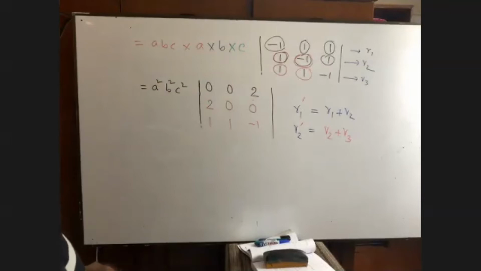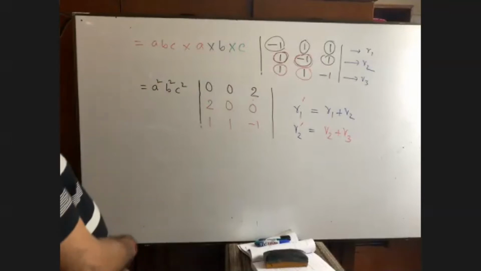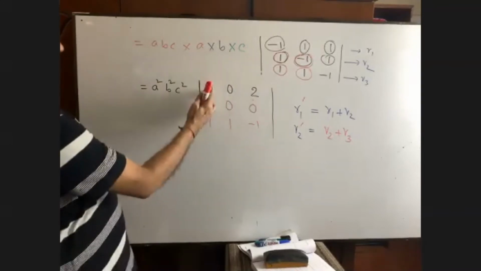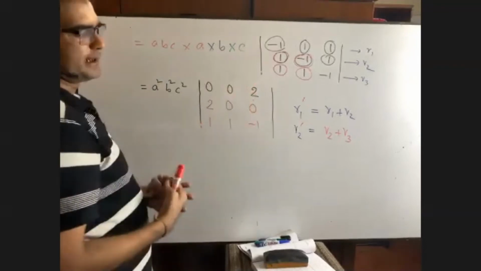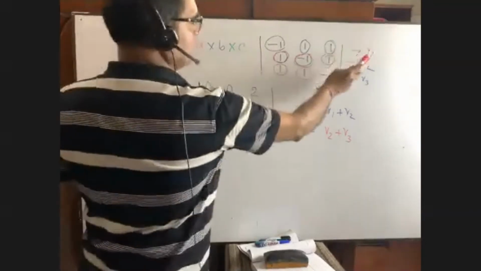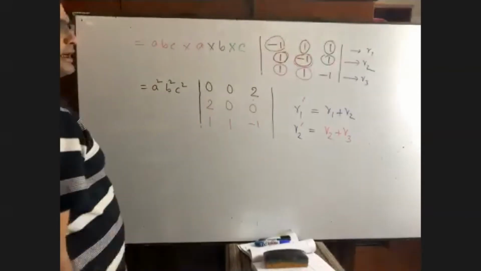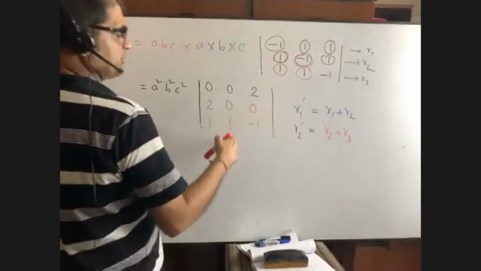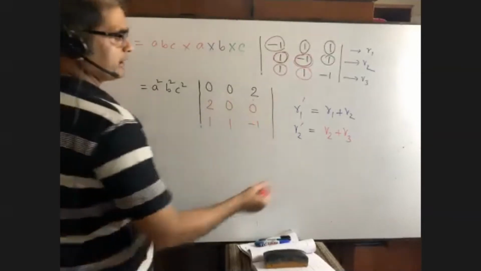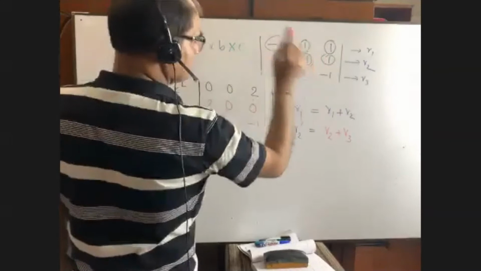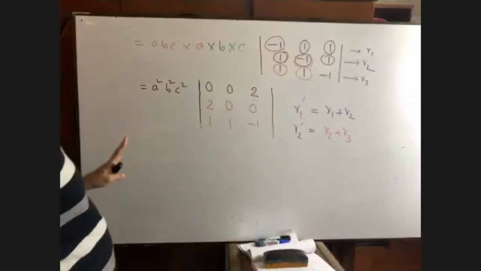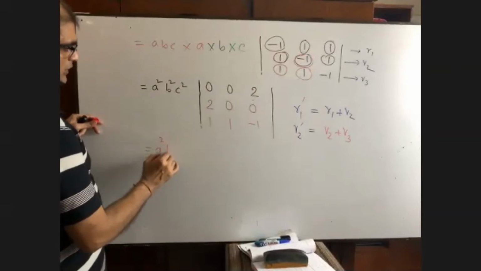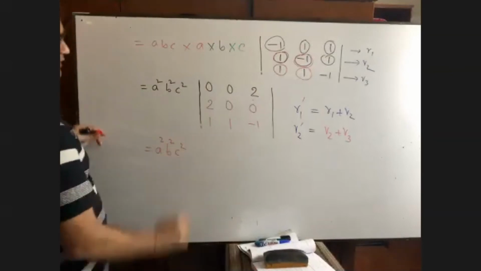All of you are required to talk to me. Actually, what I have done here, this new row 1 has been obtained by adding the first row and second row of the previous determinant. Similarly, this second row of the new determinant has been obtained by adding second row and third row of the previous determinant. Nothing else here. Anyway, you see A square, B square, C square.